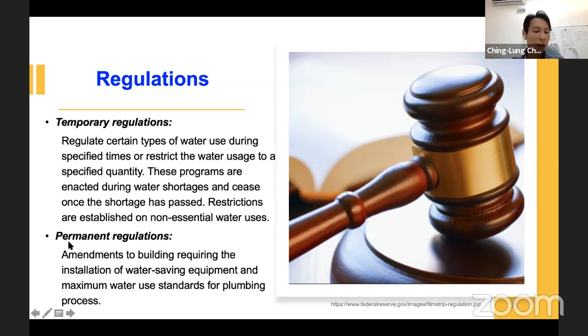And then the next is permanent regulation. Amendments to building codes requiring the installation of water saving equipment, and maximum water use standards for plant processes.